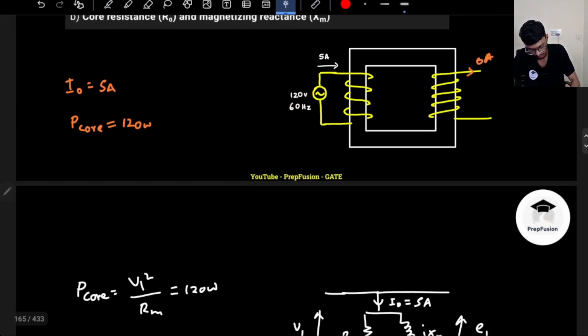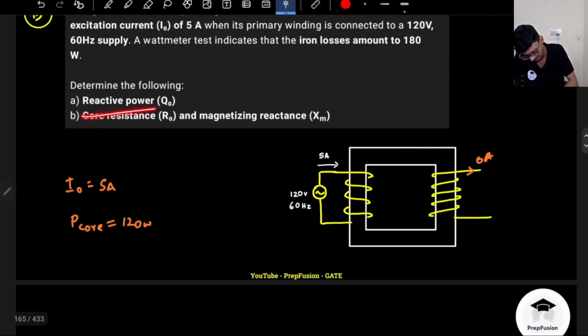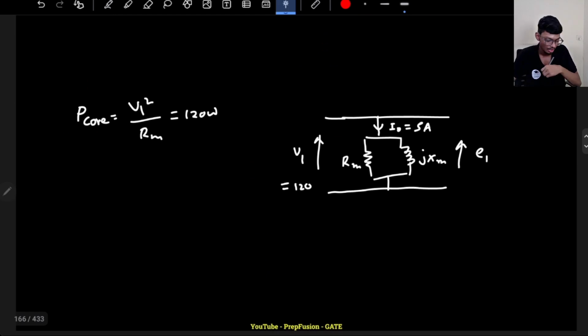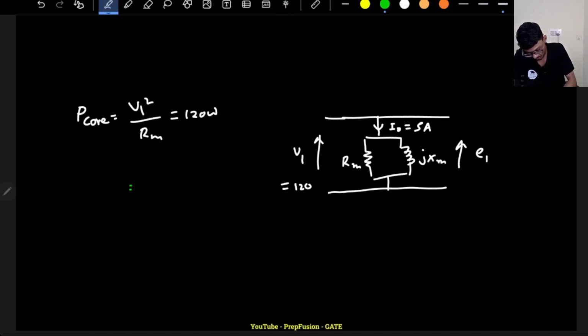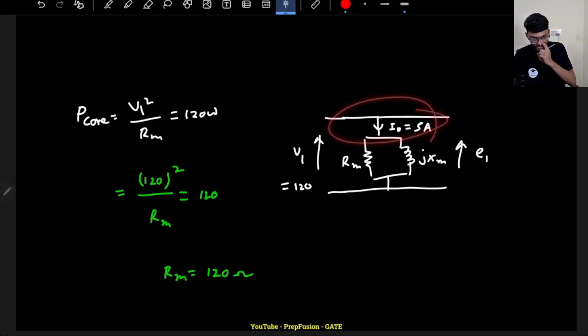From this RMS value of the voltage, this is my V1, that is 120 volt. I can easily find out the RM. And they have asked the reactive power. I will be able to find out the reactive power, and I will tell you how. So this will be equal to V1, that is 120 whole squared, divided by RM, that will be equal to 120. So my RM actually is equal to 120 ohms, and the no load current is 5 amperes.